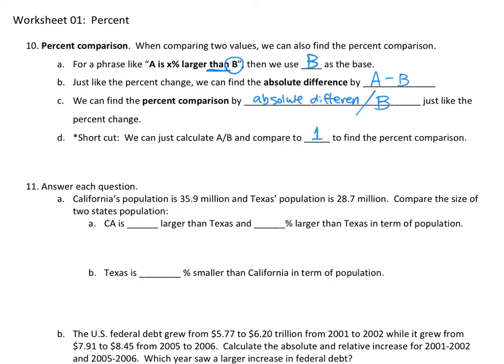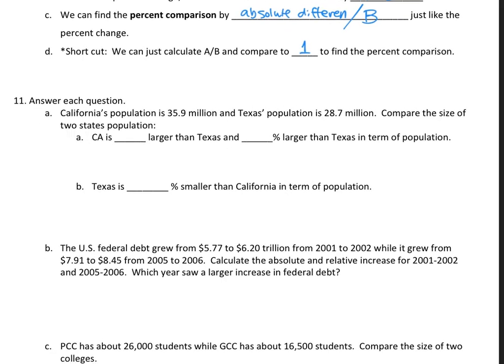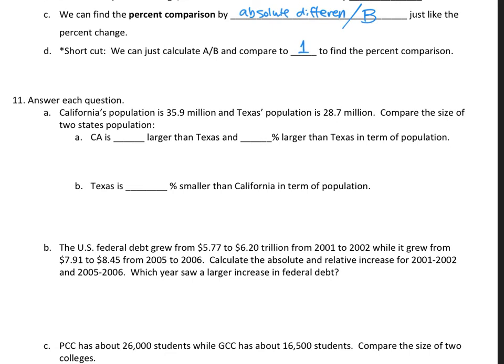Let's look at number 11 here. California's population is 35.9 million and Texas's population is 28.7 million. In terms of population, California and Texas are number 1 and number 2. Compare the size of the two populations. So first, absolute difference. So again, California is larger than Texas. Notice that it is larger than Texas. So Texas is going to be my base for this problem.